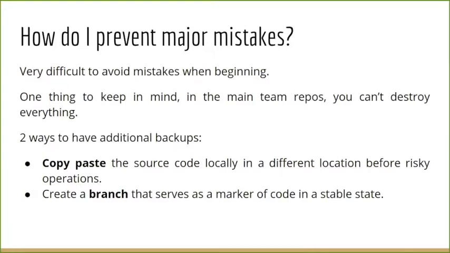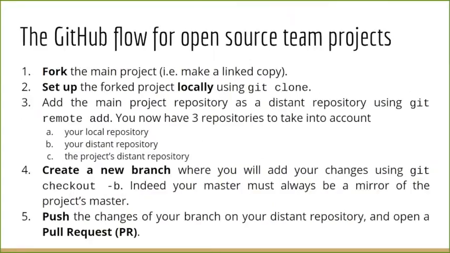And now I will move on exactly to this open source part, which is the GitHub flow, for open source team projects. And I will describe how, for example, you can contribute to an open source project, like, say, NumPy or scikit-learn or SciPy. I will give an illustration of that afterwards, but I will first detail very numerically the different steps that you need to take.